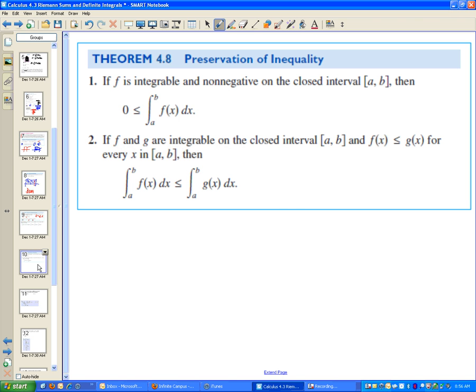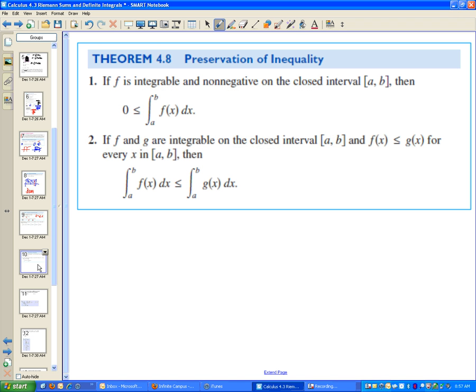All right, preservation of inequality. If you can take the integral of f and it's non-negative on that closed interval, if f is non-negative and you can take its integral, then the integral is non-negative. We want to say positive, but I guess it's possible that f of x equals 0, a horizontal line, y equals 0, and you'd get 0, okay?